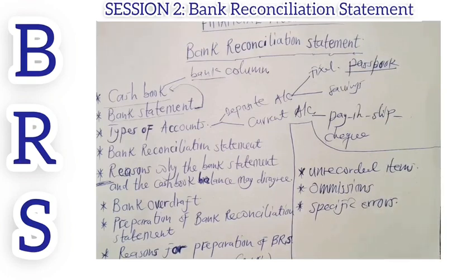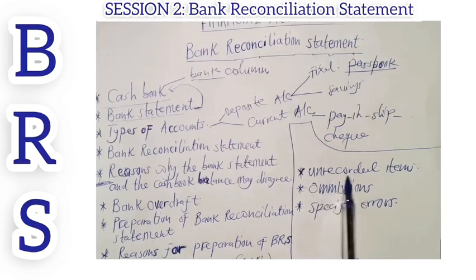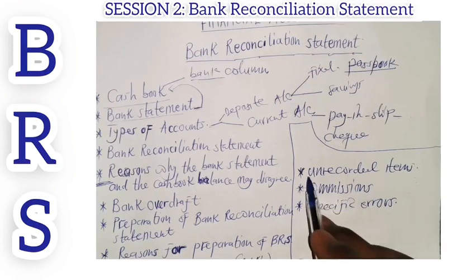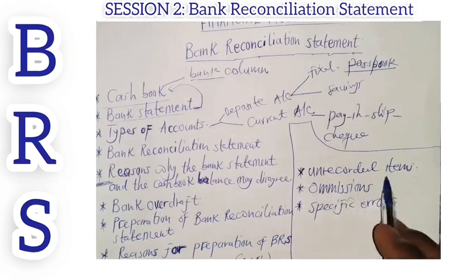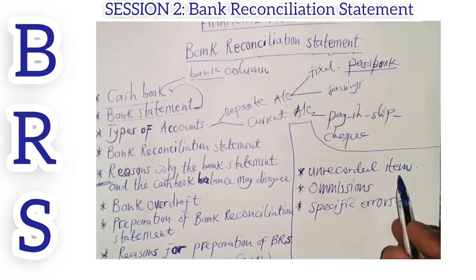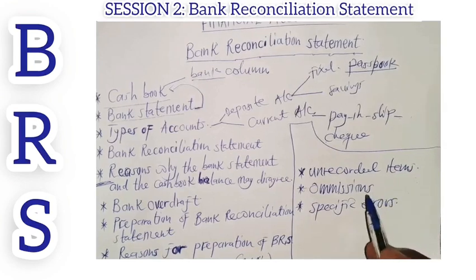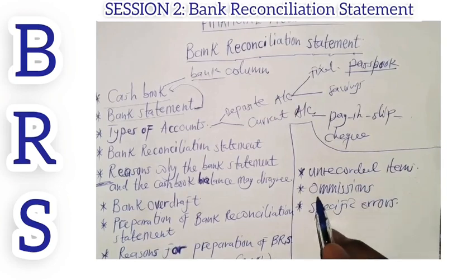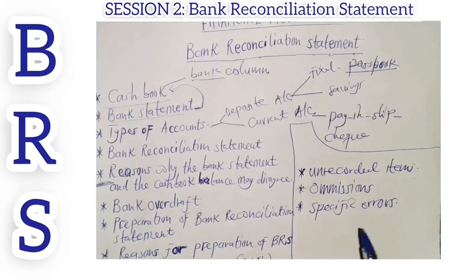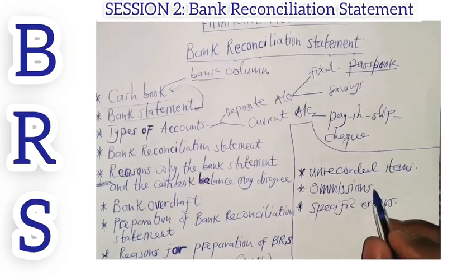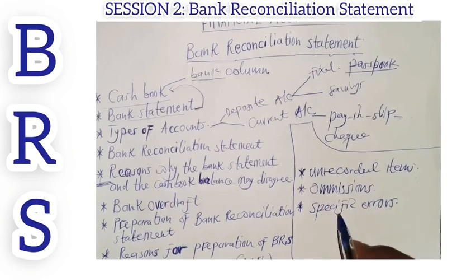With the unrecorded items, the first thing you need to get right is that the unrecorded items is an error of the bank. It's an error made by the bank by failing to record those items. So take note, unrecorded items are items that the bank failed to record. Then omissions is an error that the customer, the current account holder of the bank, also fails to record. So it becomes an error of the customer.